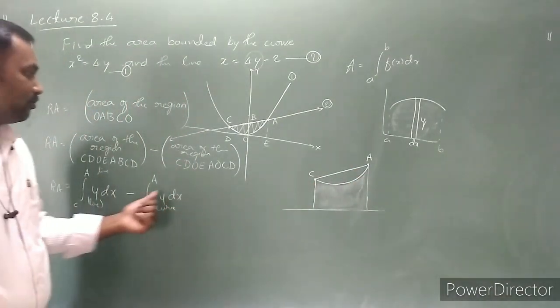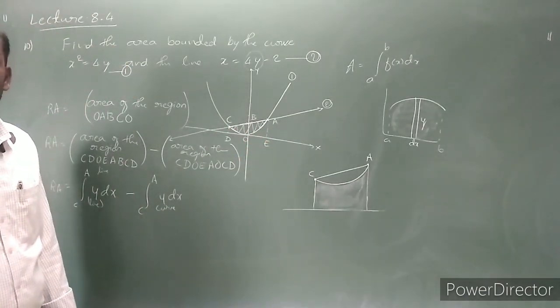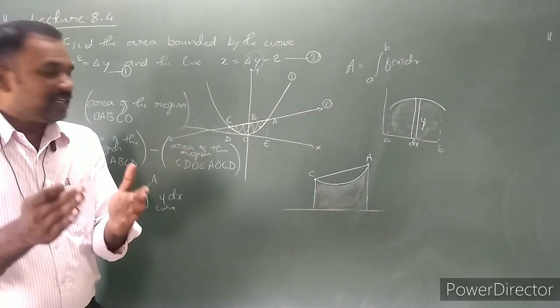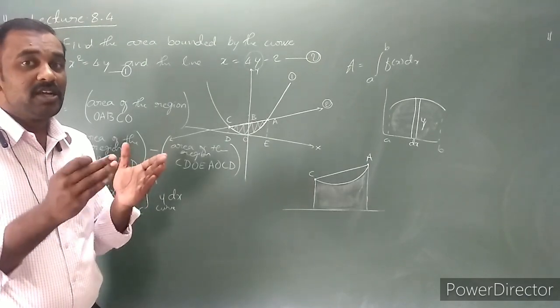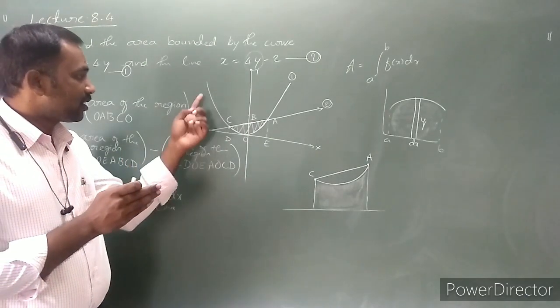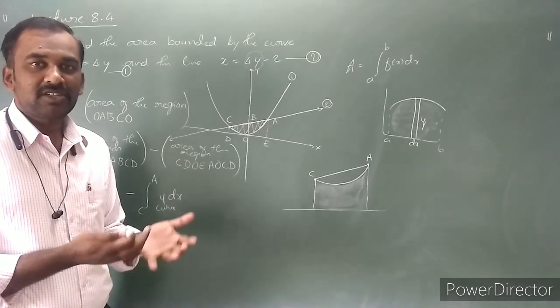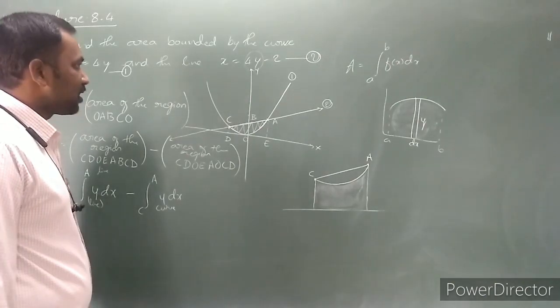Now, here we need the C coordinate and the A coordinate. How to find the C and A coordinates? C and A are the points of intersection of the curve and the line. It is sufficient to solve the curve equation and the line equation. That's all. How do we solve it?